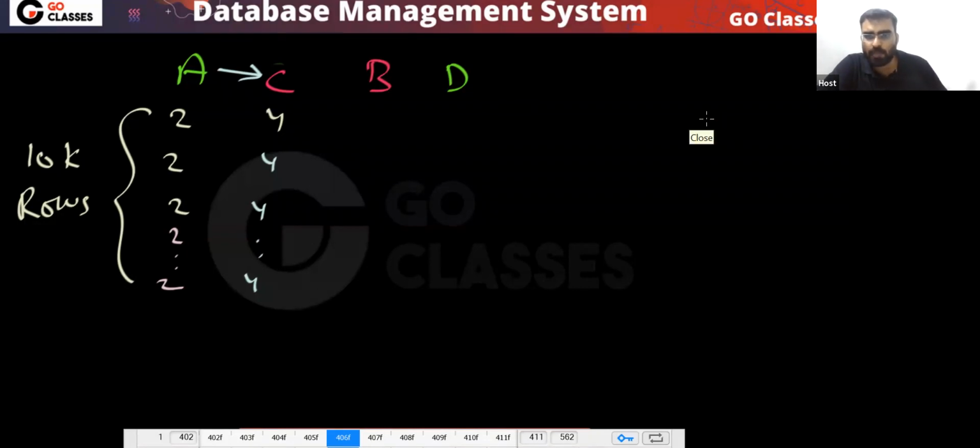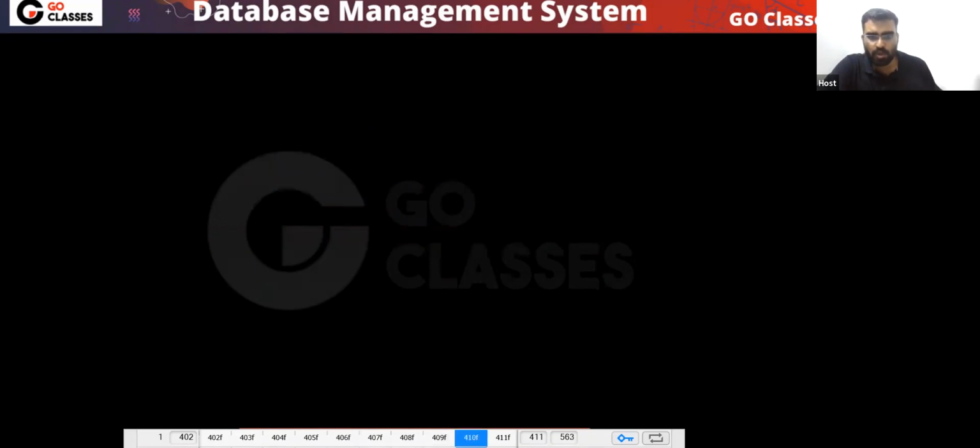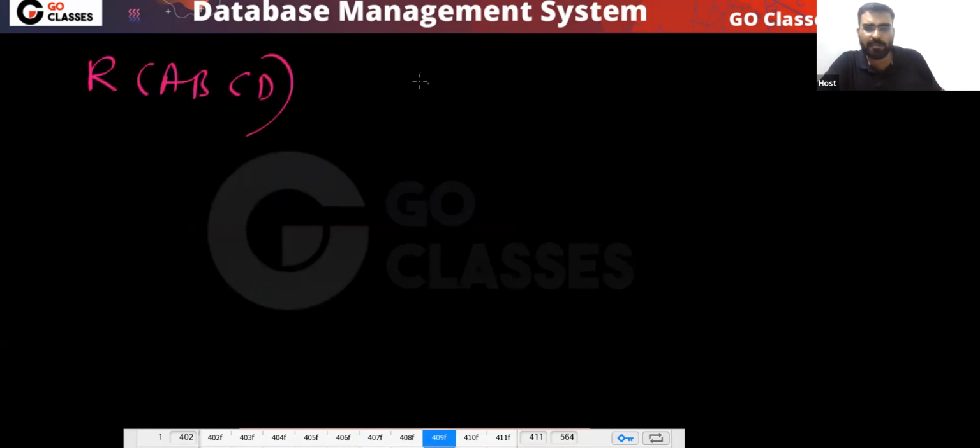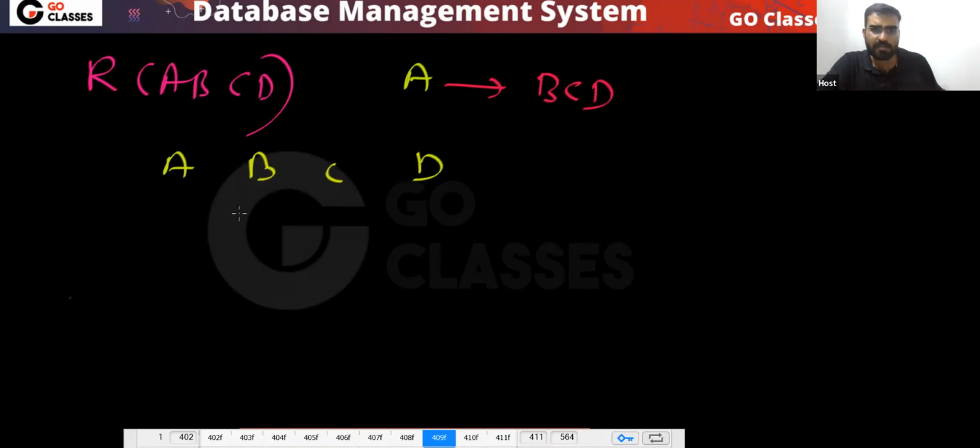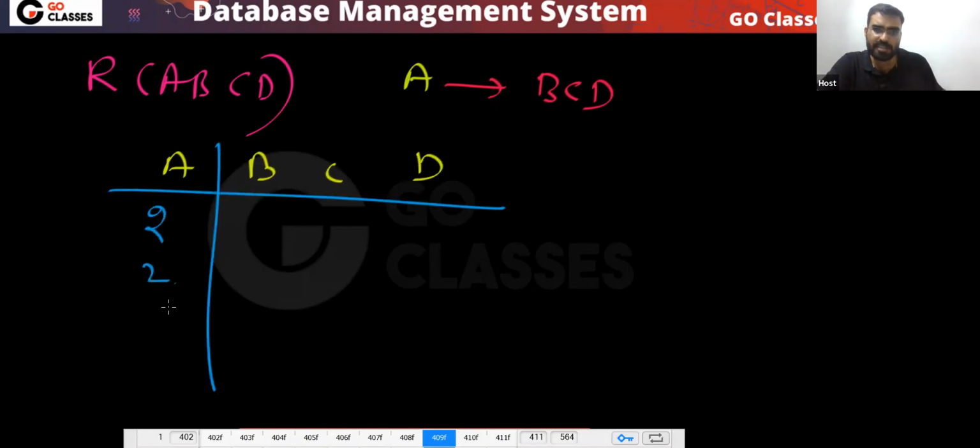LHS is a super key. If you have a table R with A, B, C, D, and let's assume you have AB determining CD, or maybe you have something like A determines BCD. Now notice this is a super key. Now it will not repeat because it's a super key. So this cannot happen. Agree or not? Is this clear?